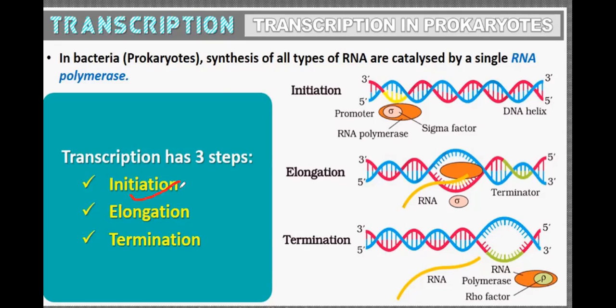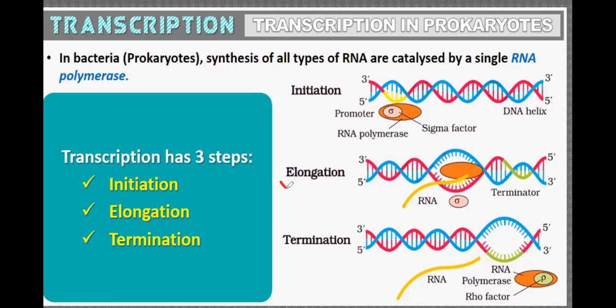First is initiation, second is elongation, third is termination. What happens in the initiation phase? First, there is the promoter site, and the terminator. There is one enzyme called RNA polymerase, and initiation is done by one factor called sigma factor. The sigma factor starts the process of transcription.